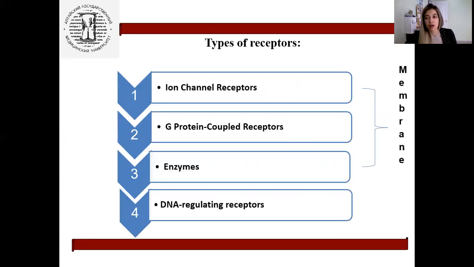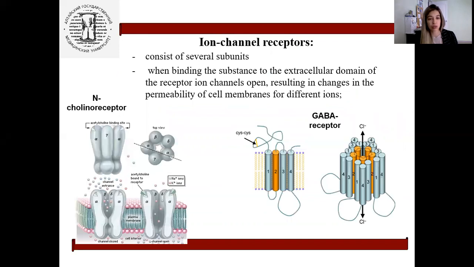Okay. The types of receptors can be different. They are located in the membrane. Those three types of receptors: ion channel receptors, G protein coupled receptors, and enzymes. And also not in the membrane of the cell, but inside the cell we have DNA regulating receptors. Let's see how they look.